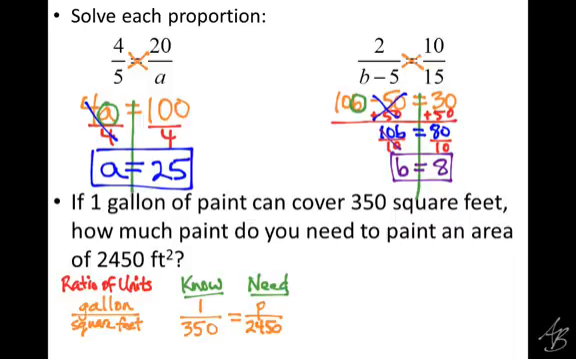So then I can set these two equal to each other, and I have a proportion that I can solve just like the ones that we did up here. So to solve it like those other ones, we're going to cross multiply. We do 350 times P, which is 350P. And then we multiply 1 times 2,450. Type that into your calculator and get 2,450. You probably don't need a calculator for that, right? Because 1 times anything is the same thing. So we get 350 times P equals 2,450.